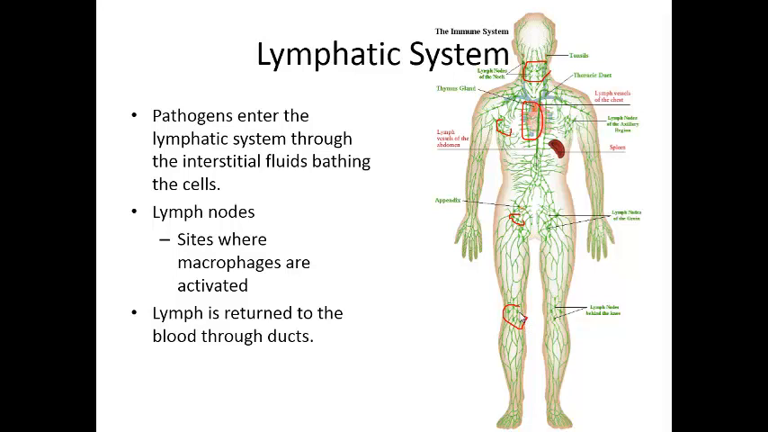Lymph nodes are places where macrophages are activated and reproduce. If you have an infection, the lymph nodes will become swollen. They're swollen because they are upgrading their numbers of macrophages, which are then going to go and combat any infection that you might have.